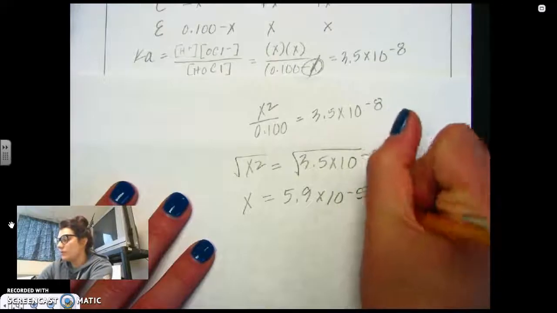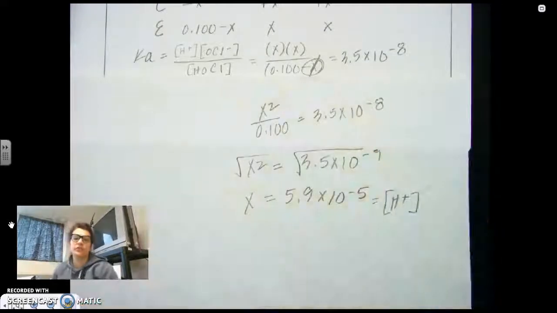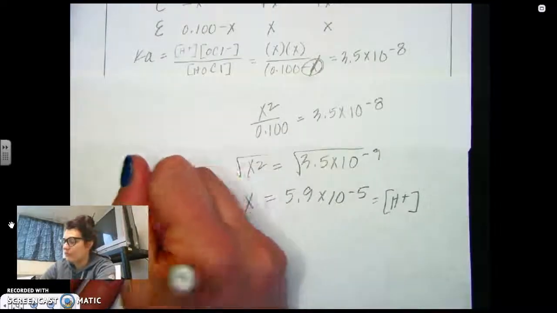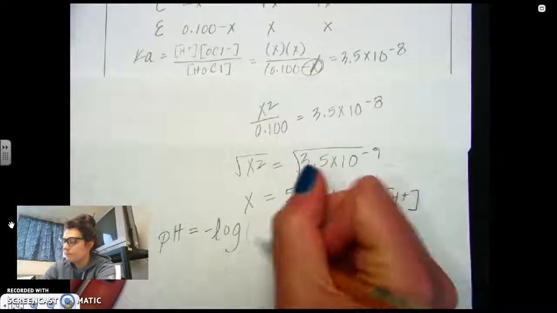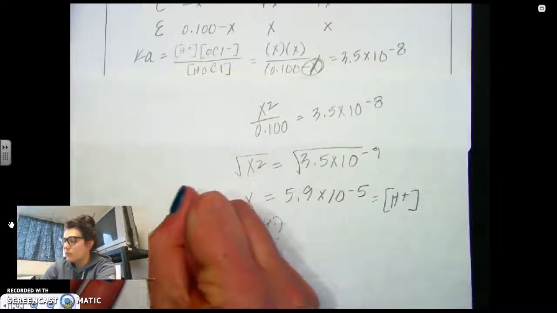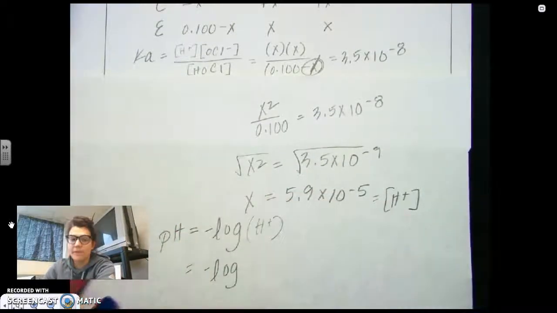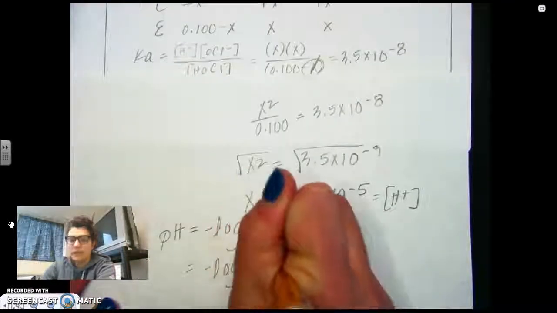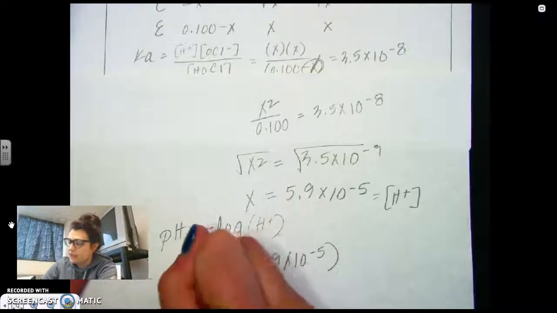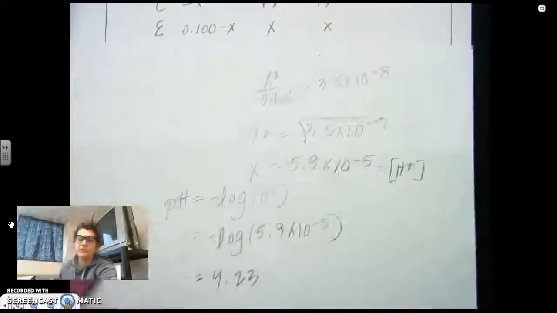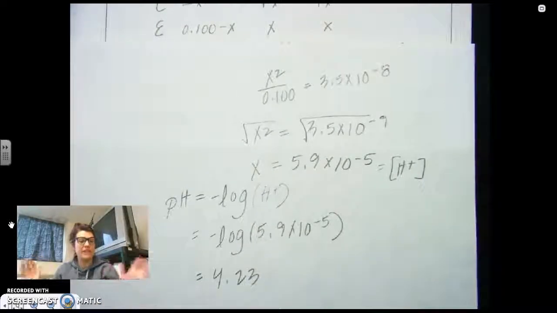But you have to remember, this is the H plus concentration. The question asked for pH. So then we have to do pH is equal to the negative log of H plus, which is going to be the negative log of 5.9 times 10 to the negative 5th, which turns out to be 4.23. Okay, and that's how you calculate the pH for weak acids.